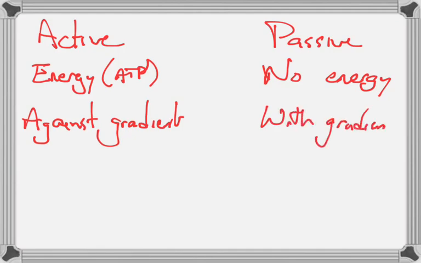These are kind of the biggest differences between active and passive. You may also see the word facilitated, and facilitated is a lot like passive. There are just minor nuance differences. In passive, the channel itself remains unchanged throughout as the molecule moves through the channel. In facilitated, we see some minor changes in shape to the actual transport protein itself.